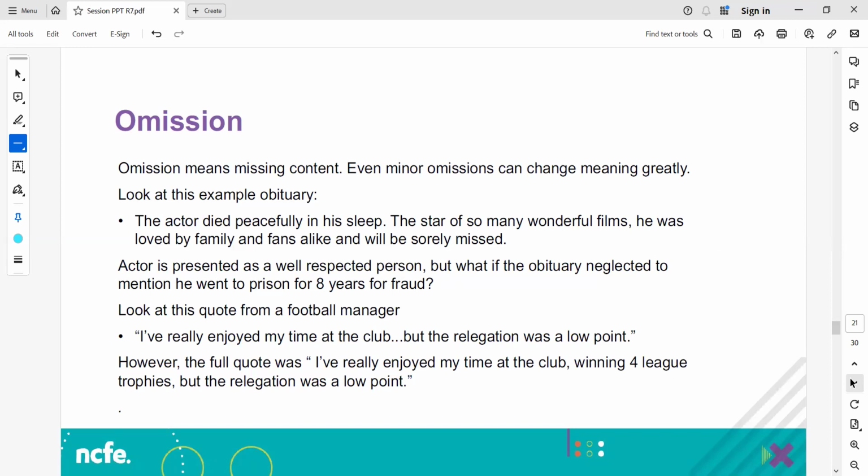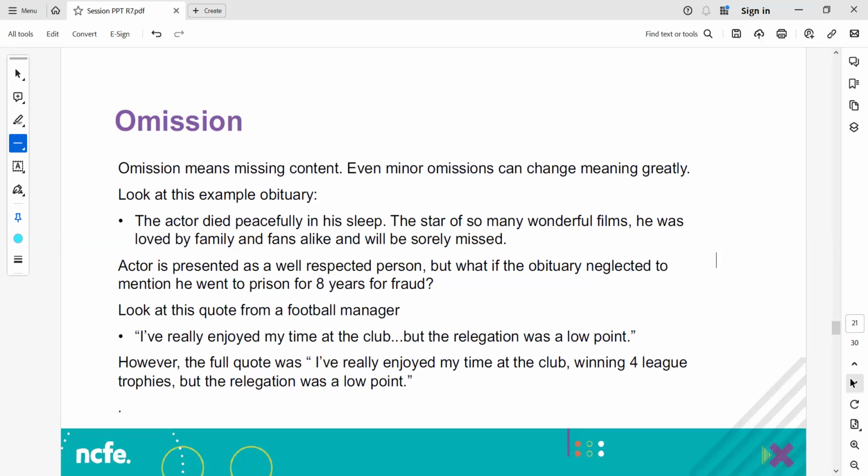So it could be that this actor went to prison for fraud in his 20s. He's died in his 90s. He spent the rest of his life as a successful actor. He did lots of work for charity. He was a really kind man, helping younger actors to be successful.